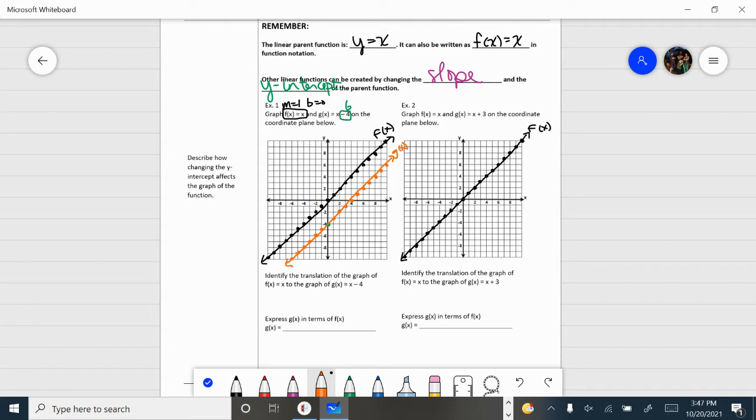All right, so if we take a look at this, you will notice that our y-intercept went down 4 units. And if I look at any other point on the line, you'll notice that every point on the line went down 4 units because the entire line just shifted down 4 units. Okay, so we're asked to identify the translation. It shifts down 4 units.